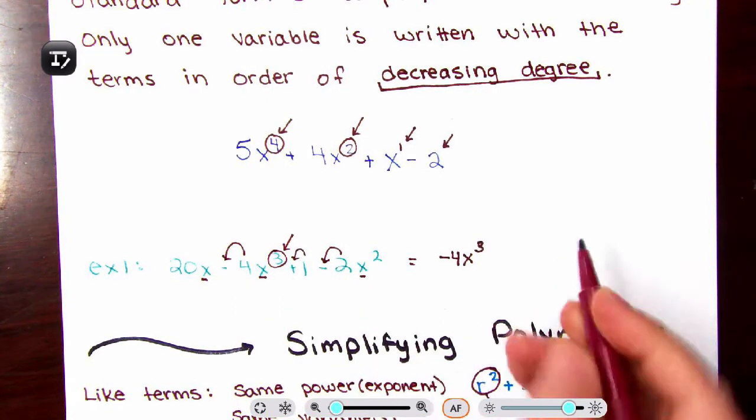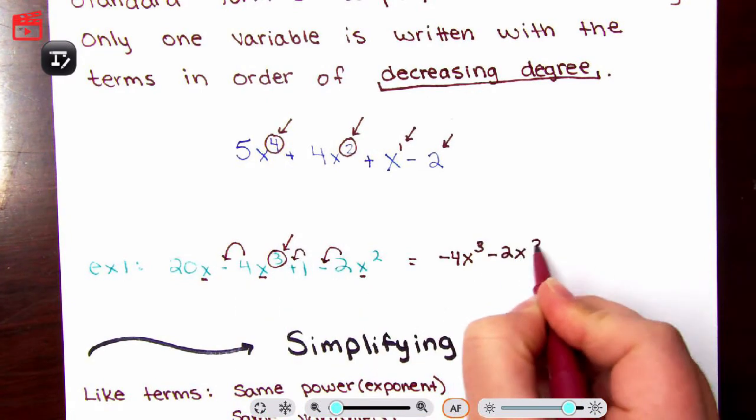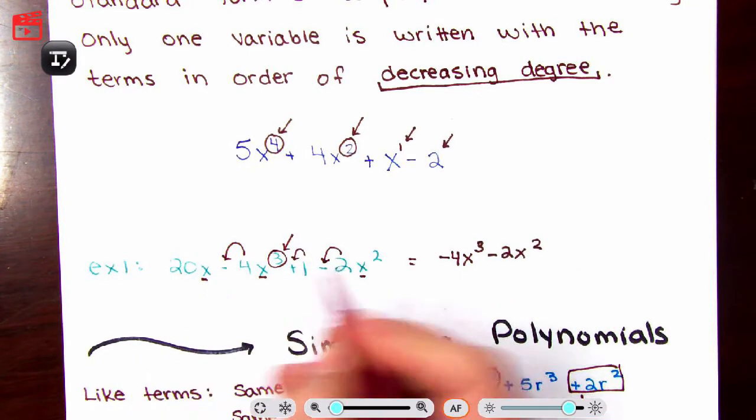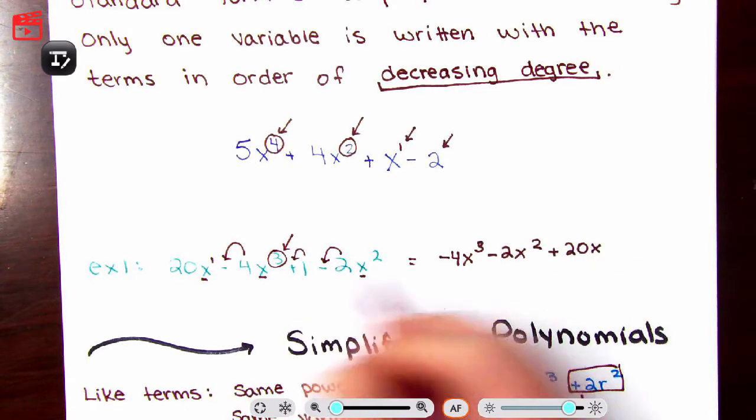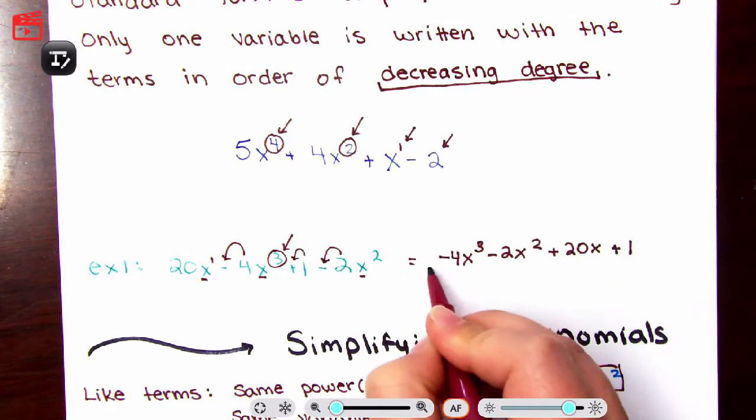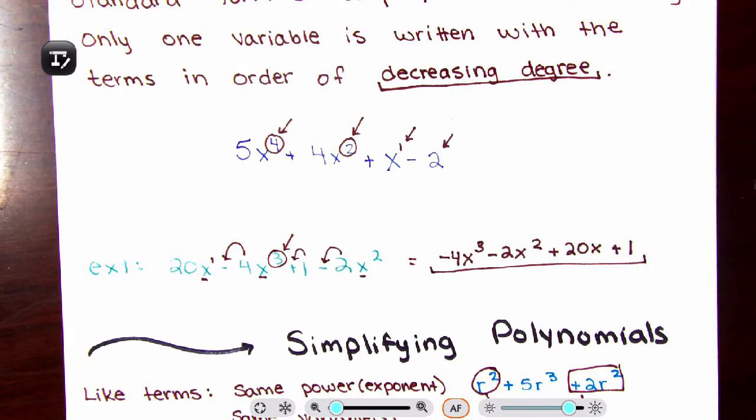Then I have a squared here, so minus 2x squared. Then I have just an x with an exponent of 1, so plus 20x. And then I have my constant of 1, which is here. So this polynomial is now written in standard form.